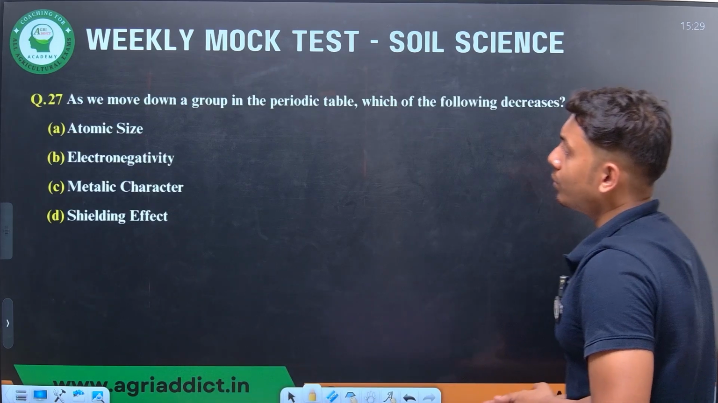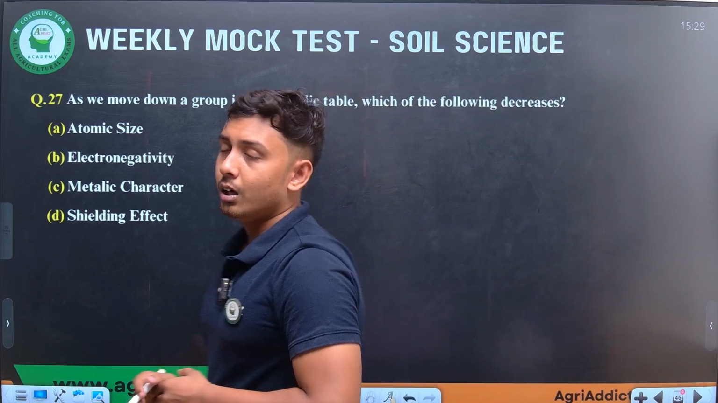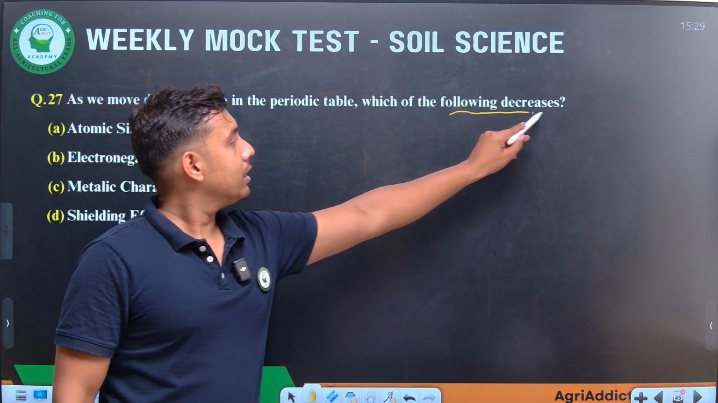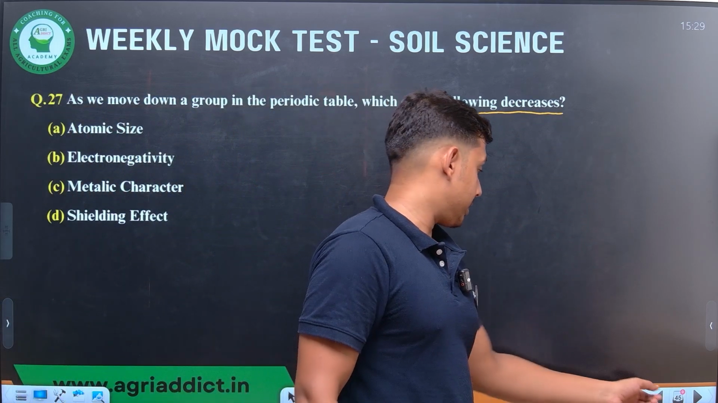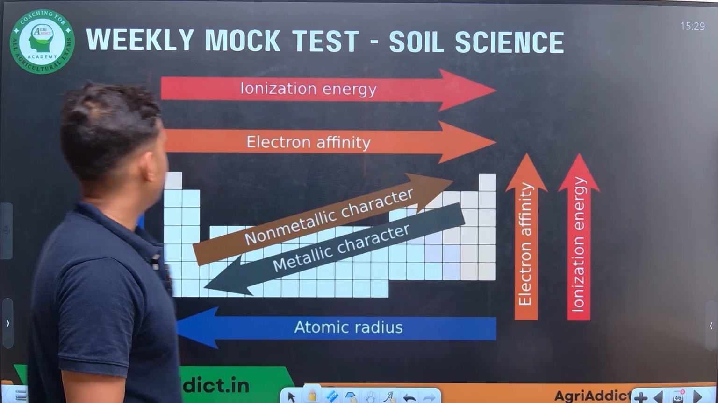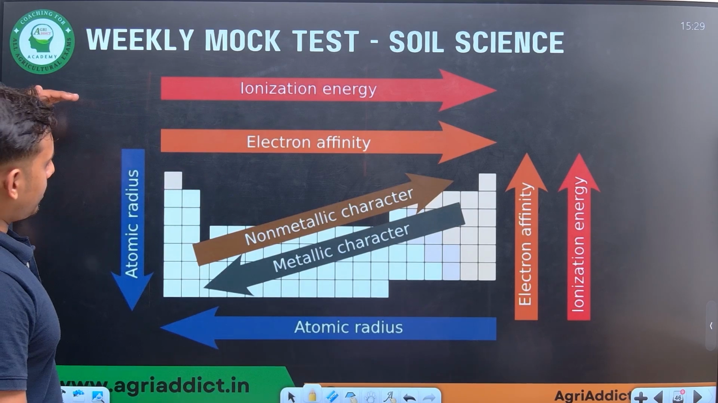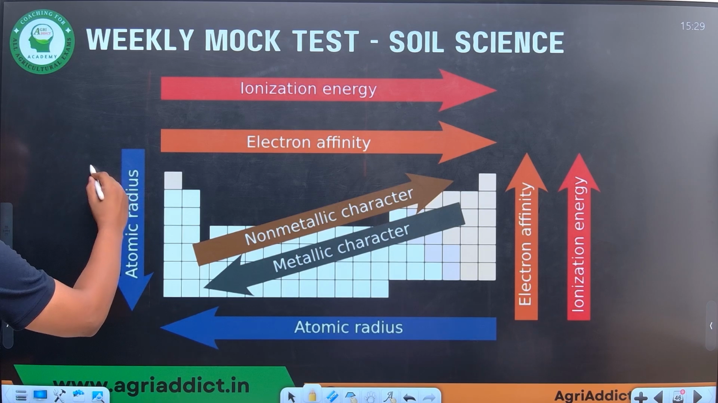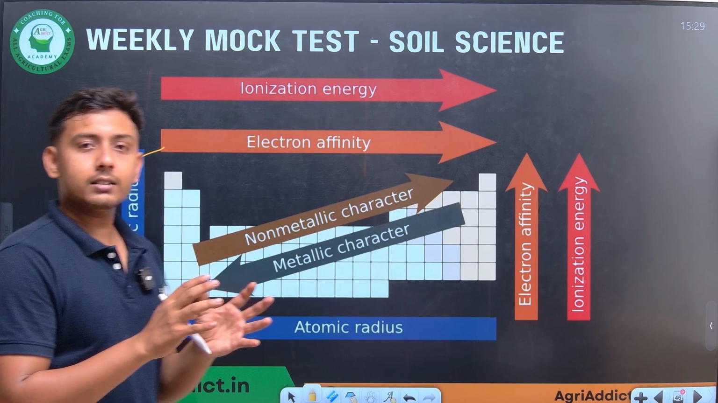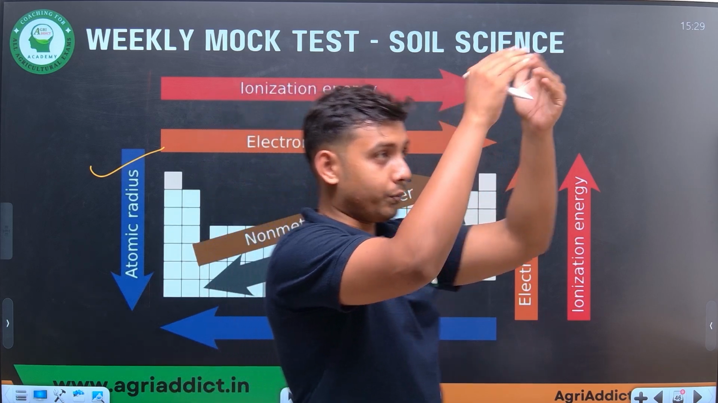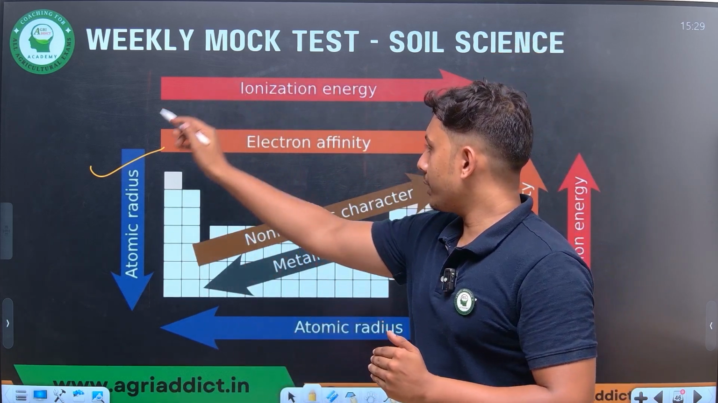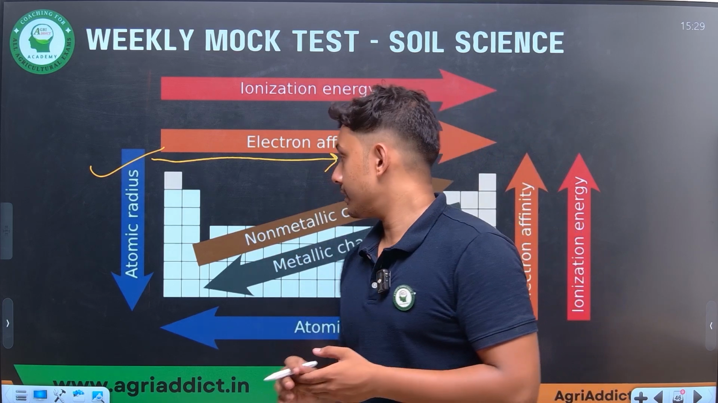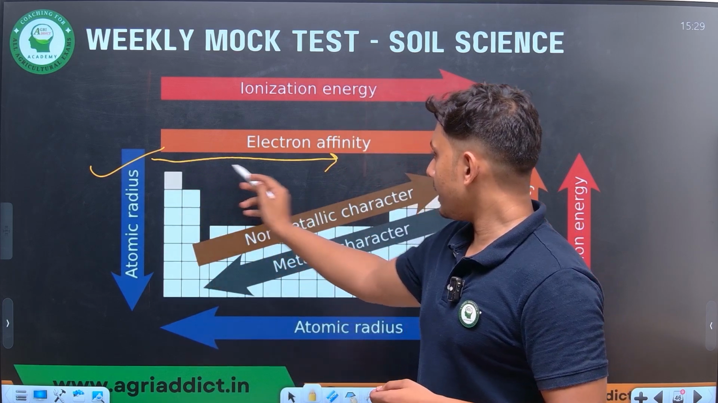Next, as we move down a group in the periodic table, which of the following decreases? So we have to know the trends in the periodic table. Here we can see, as we go from up to down, the ionic radius decreases. When we go just opposite, that is left to right, the ionic radius will increase. So this will decrease and this will increase.